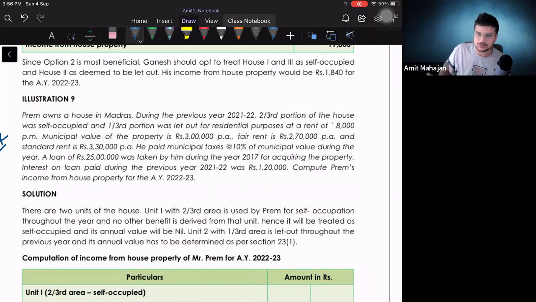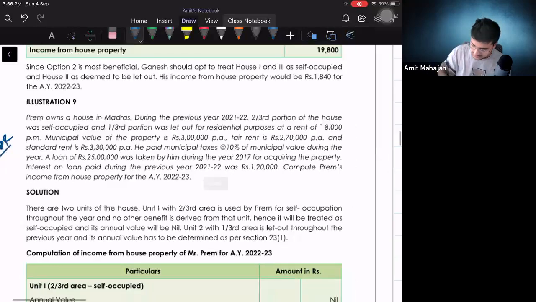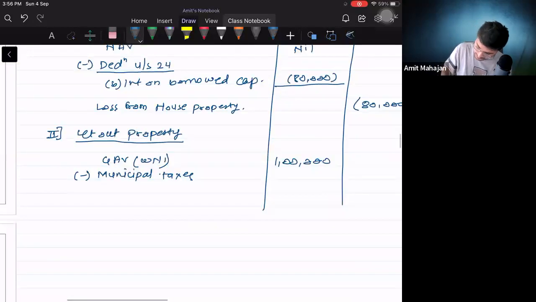No. 30,000 we will have 1/3 again, because that 3 lakh rupees which you're computing is for the entire property. So for my self let out property proportion, it is only 1 lakh. So 1 lakh ka 10%, that is 10,000. This is NAV.